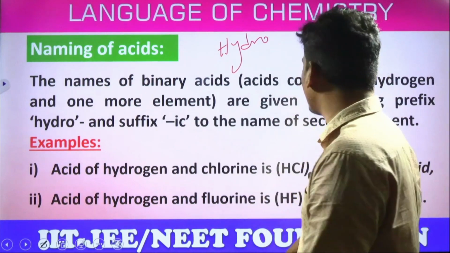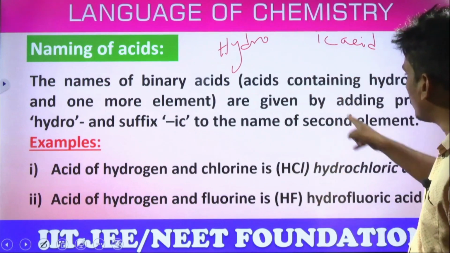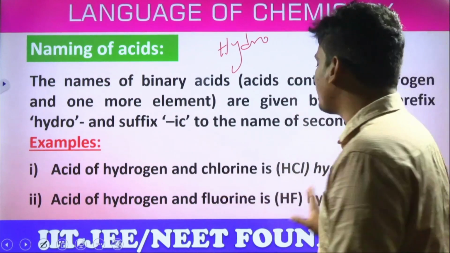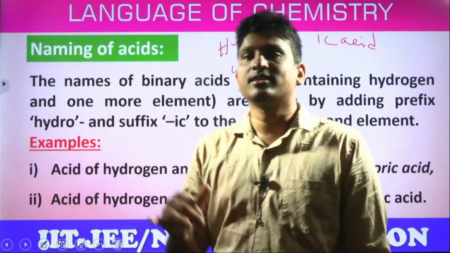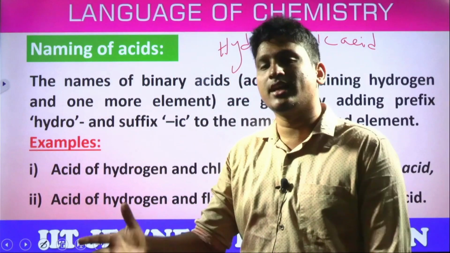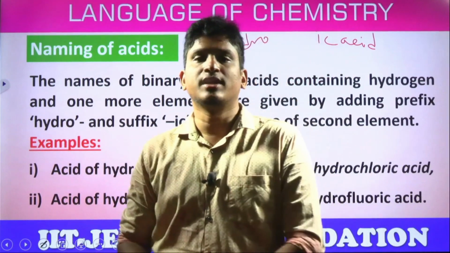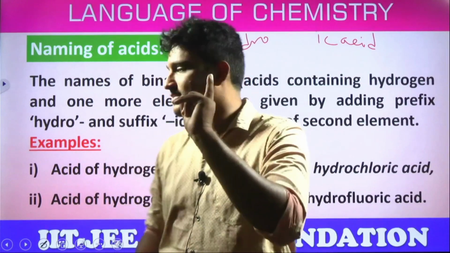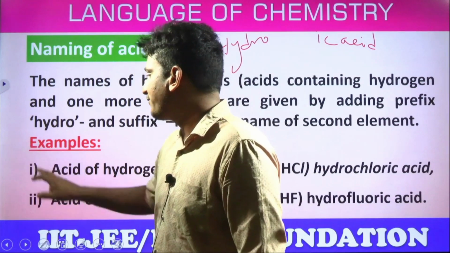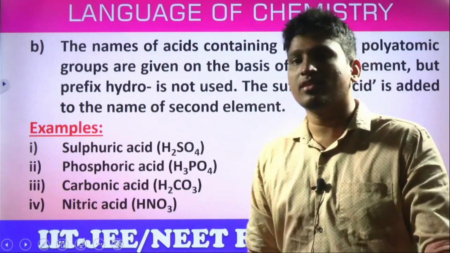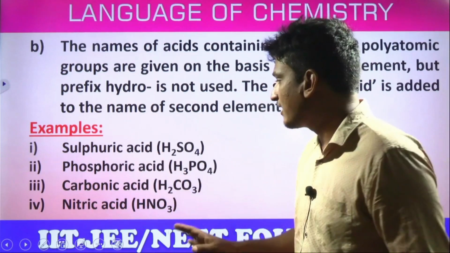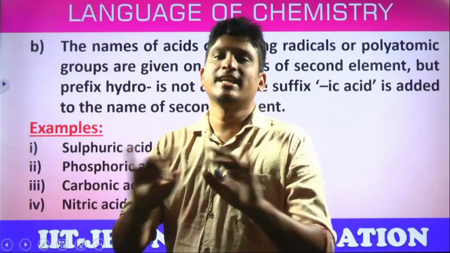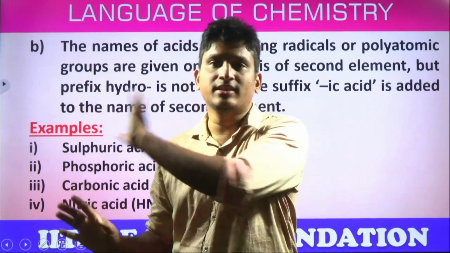So HCl, what do you say? Hydrochloric acid. That's it. HF, hydrofluoric acid. H2S, hydrosulfuric acid. HI, hydroiodic acid. So that's for binary acids. What about ternary acids? Ternary acids means one more element. Mostly what is that element? Oxygen. In that case, don't use hydro, only ic acid. The element name ends with ic acid.